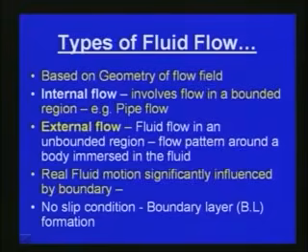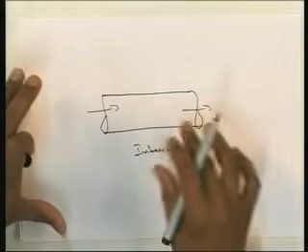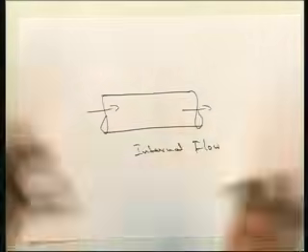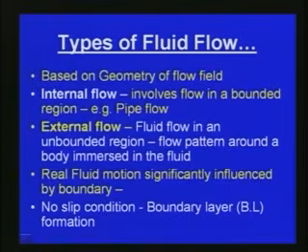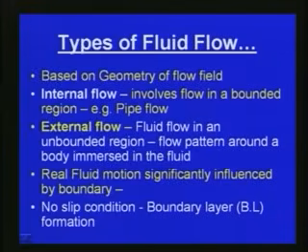The approach we will use to analyze this kind of flow will be different from what we discuss for the so-called external flow. The pipe flow is an example of internal flow. The other classification based on geometry is external flow, where the fluid flows in an unbounded region, such as the flow pattern around a body immersed in the fluid.